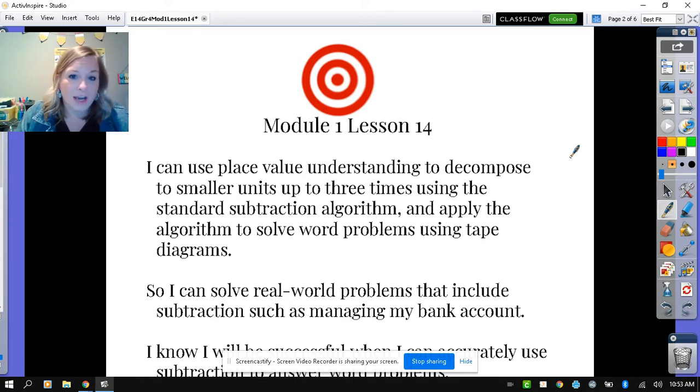We need to know subtraction so that we can do real world problems such as managing your bank, a business, whatever else you think you're going to need it for, and you'll need it a lot in math growing up. You know you're going to be successful today when you can accurately subtract to answer word problems. So let's get started.